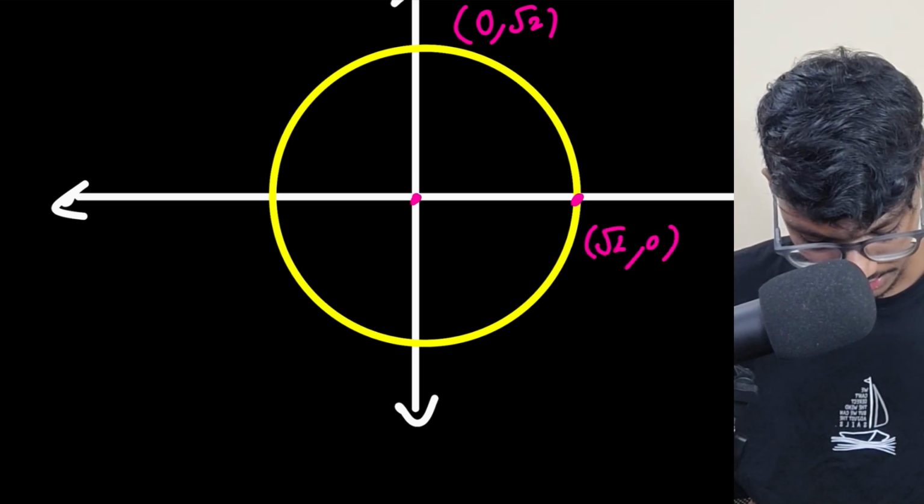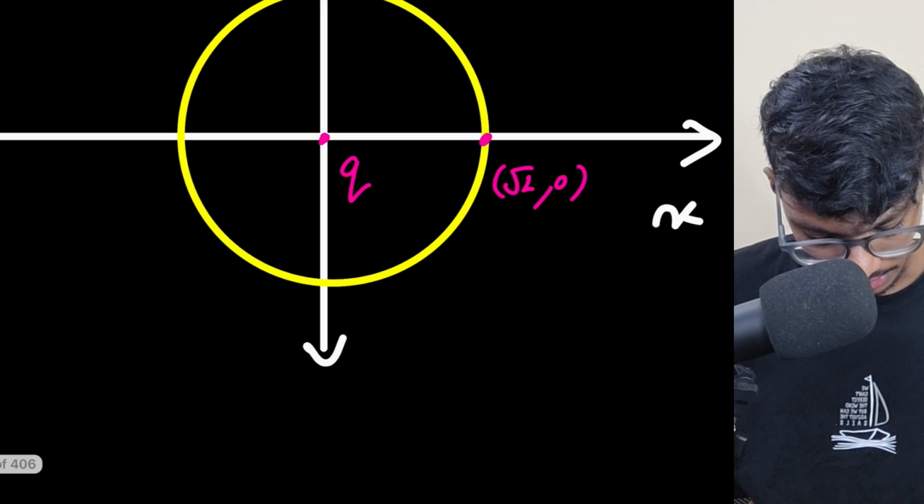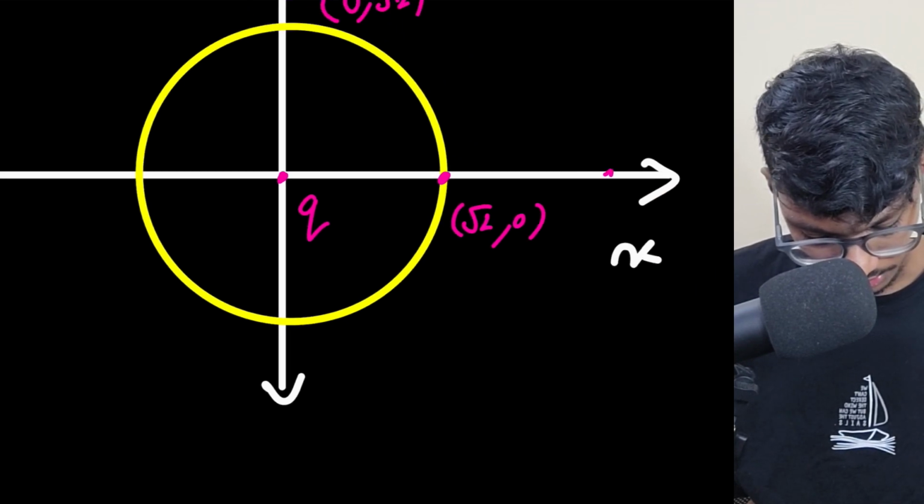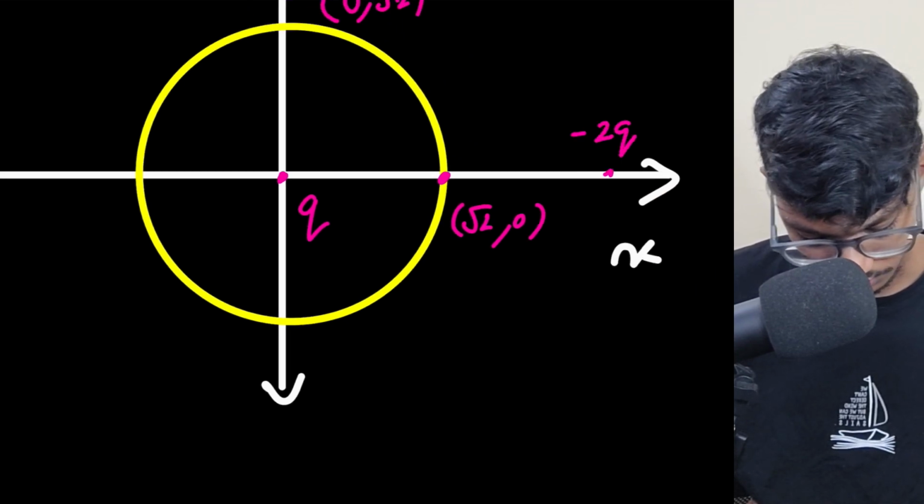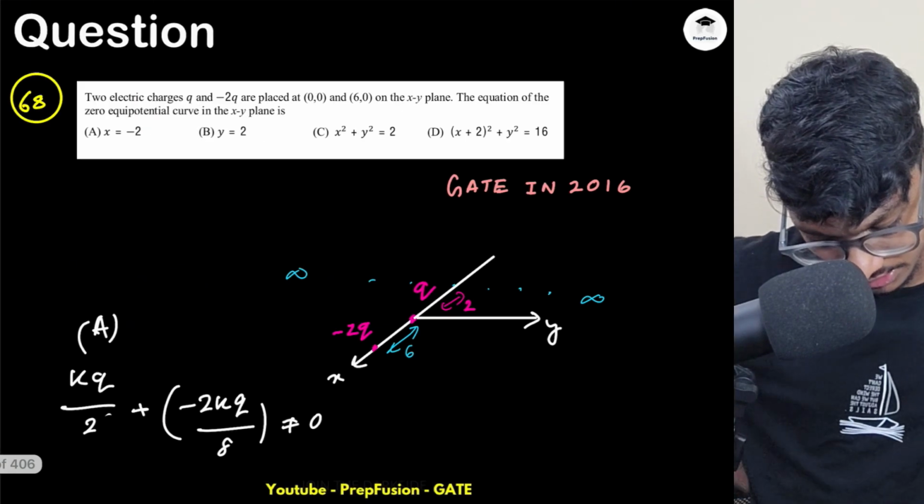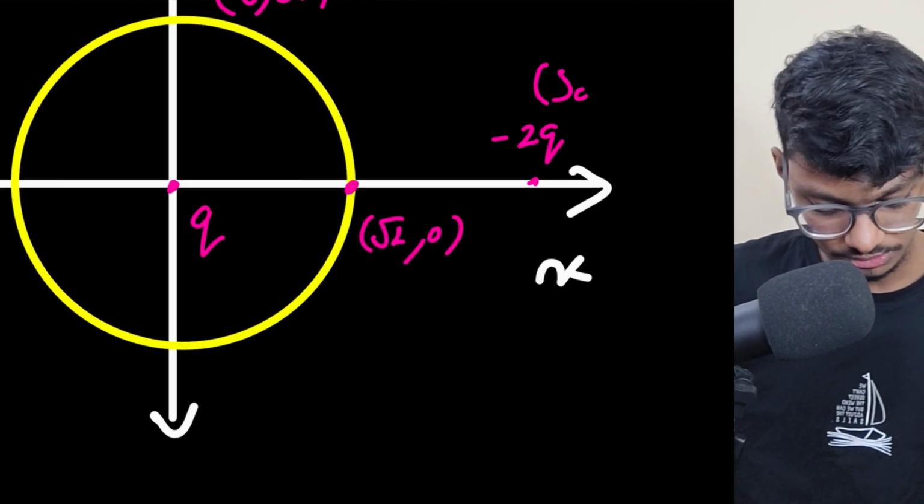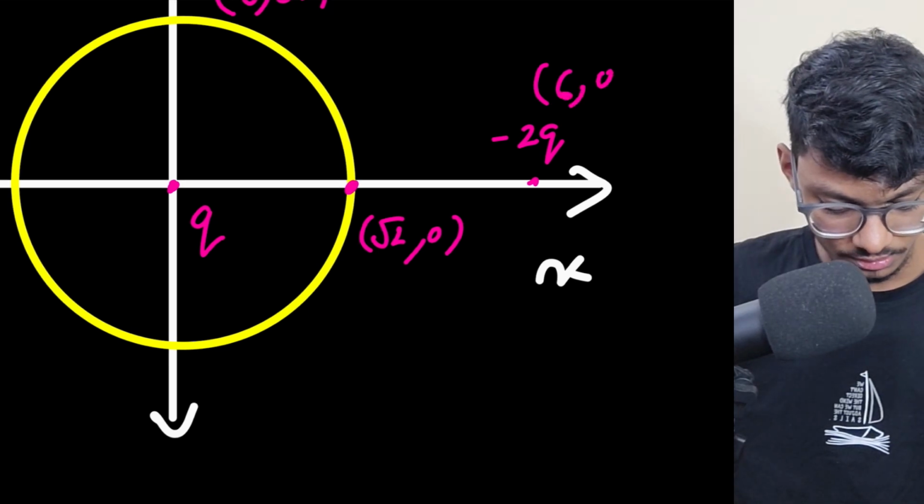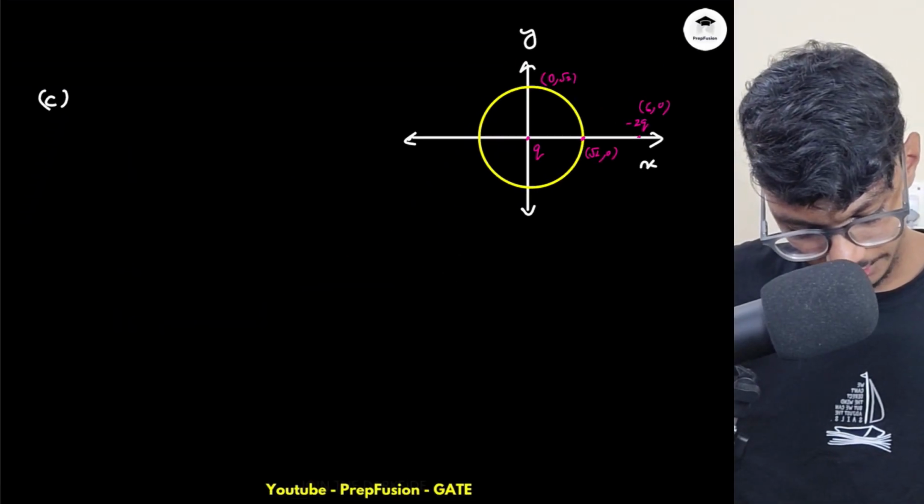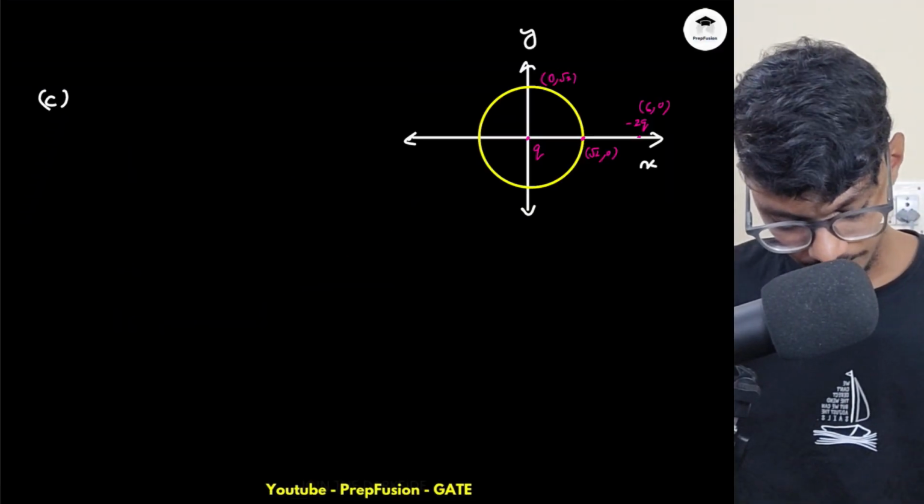So my charges are placed here, q, and this is somewhere around here, very far away actually, minus 2q, right? And the distance between them is 6, correct? This is 6 comma 0. Now can I compute the potential here? Yes, I can compute the potential.